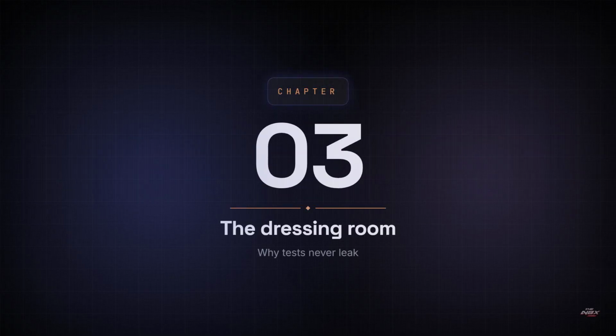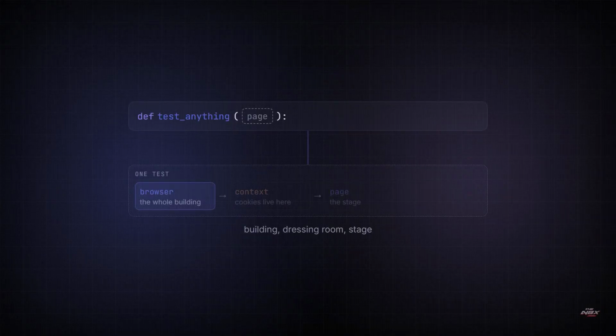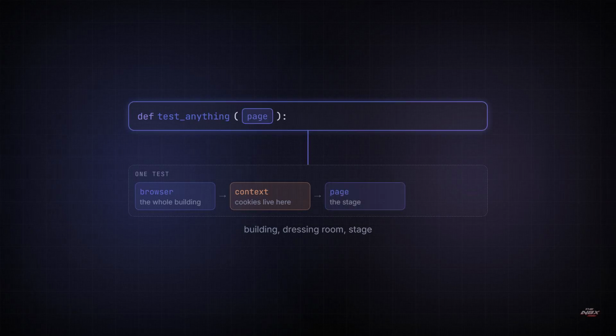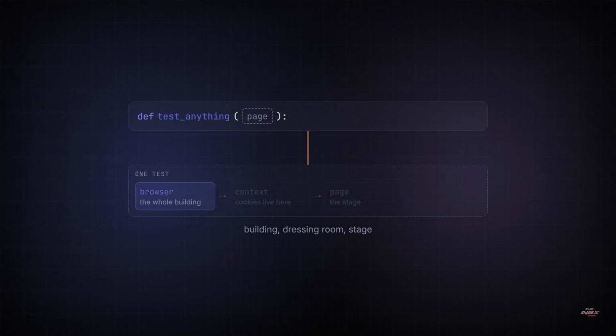And now the room nobody told you about, sitting between the browser and the page. Look at those 3 again. The browser is the whole building. In between sits a dressing room called a context, and the page is the stage. Your cookies live in that middle room, and that is the whole point.